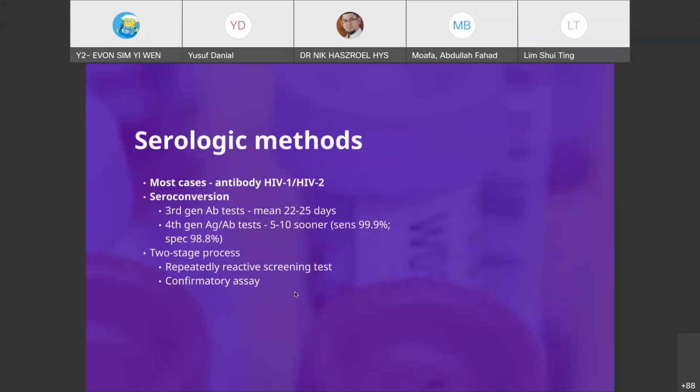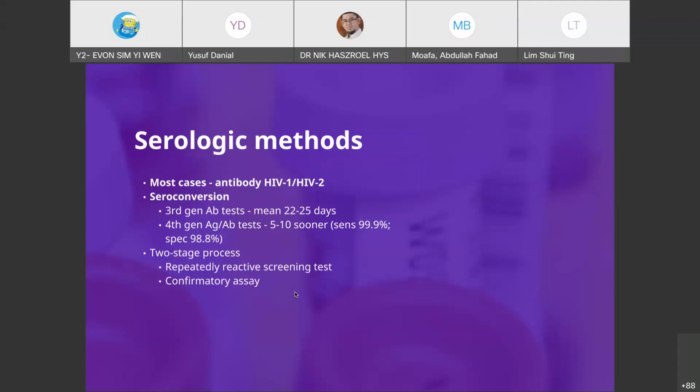Okay. So most cases of HIV are diagnosed using, or first are tested using, antibody HIV-1 and HIV-2. So seroconversion in third generation, we're going to talk about the generations in a bit. Third generation antibody tests, the mean seroconversion of that is 22 to 25 days. Fourth generation antigen antibody tests are a little bit faster.